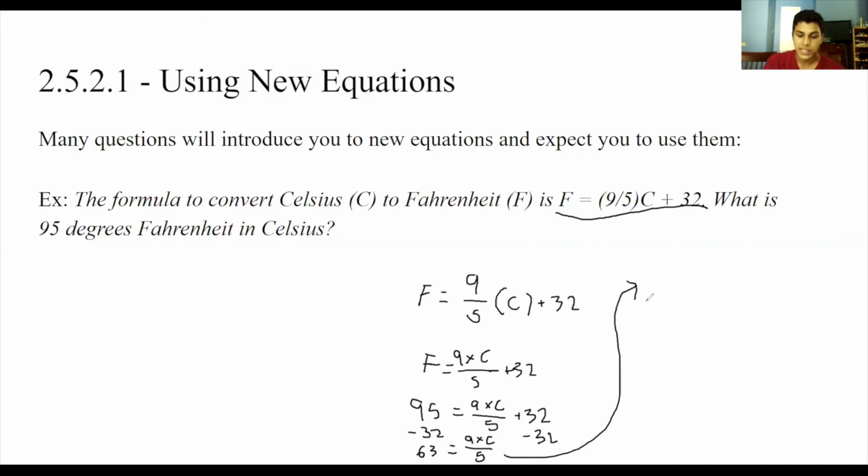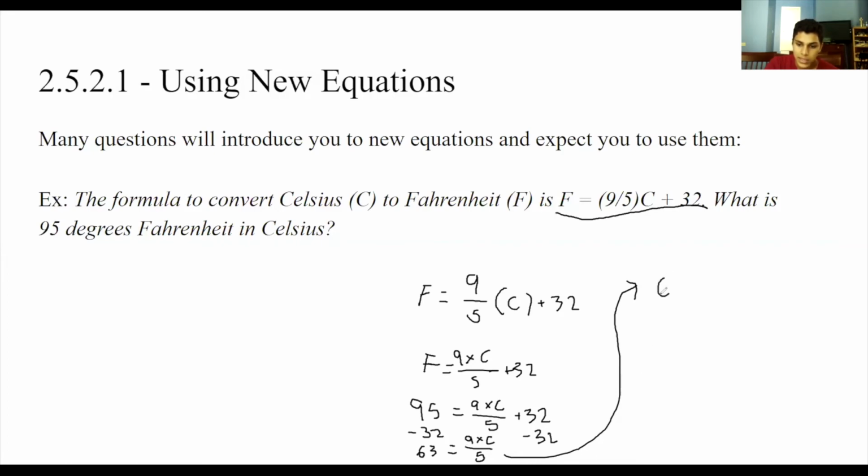So now since I have 63 equals 9 times C divided by 5, I have all my variables on one side of the equation. And now what I need to do is get it so it's just variable equals some number. I don't want to know the value of 9/5 of C. I want to know the value of just 1 of C. So therefore, I need to get this divided by 5 and times 9 out. So next, I need to multiply by 5 since I'm dividing by 5, to get the dividing by 5 out.